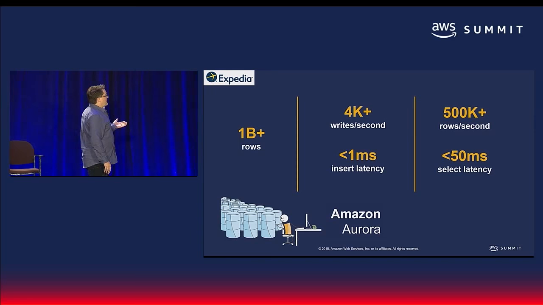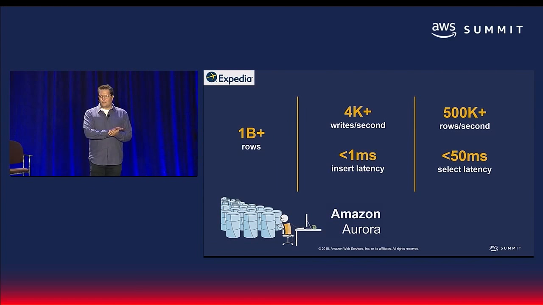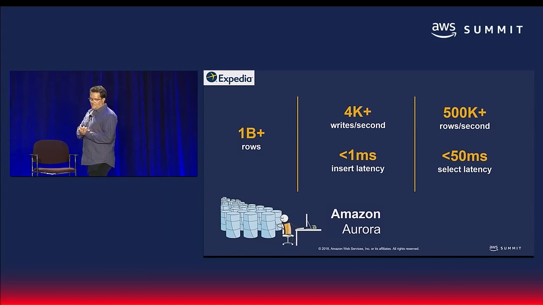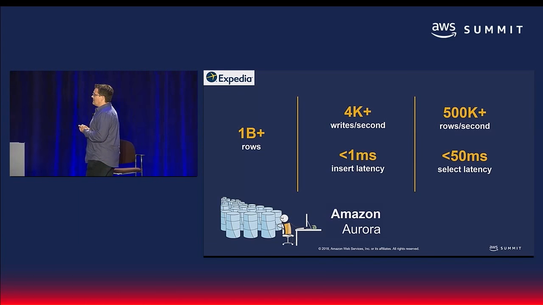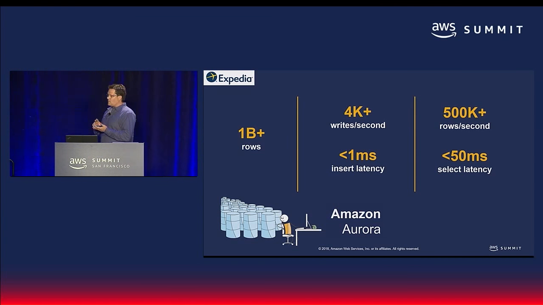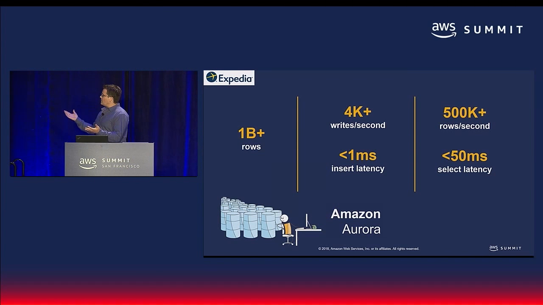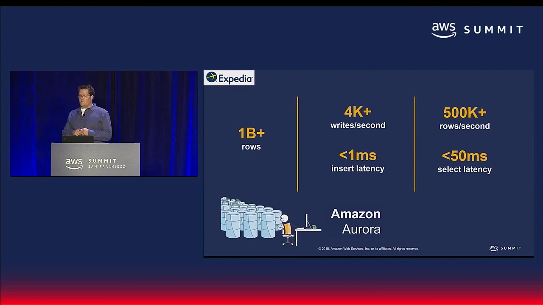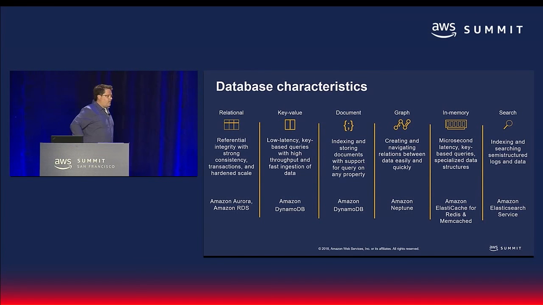In this particular case is a view of Expedia with Aurora. 1 billion rows is a lot of rows. The cool thing with Aurora is that you get referential integrity, you get transactions, you get strong consistency, and you get this kind of performance, 4,000 plus writes a second, less than a millisecond of insert latency. It's awesome.